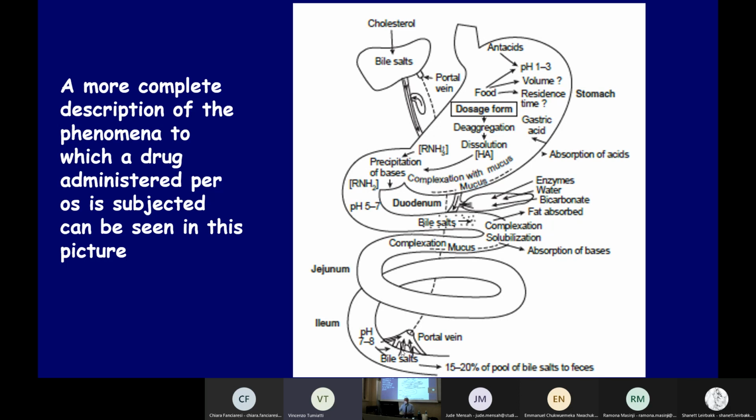jejunum, ileum, higher level of pH, portal vein. You see, some drugs metabolized by the liver can be introduced again in the intestine through the portal vein. So once again, they can be absorbed again, and then they can go again to the liver, and then they can be once again introduced in the intestine.